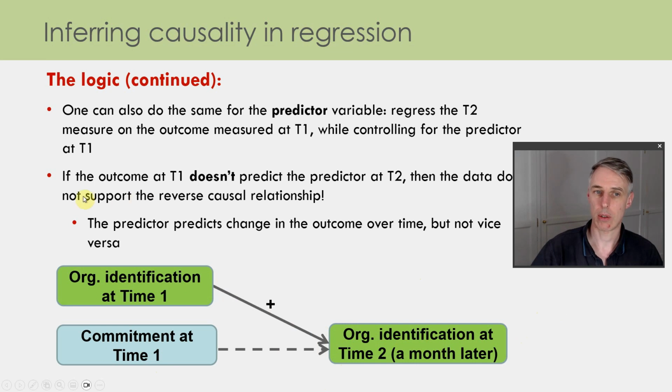So the logic here is that if the outcome variable at time 1, let's say commitment at time 1, doesn't predict identification at time 2, then the data don't support the alternative causal relationship. So we might see that the predictor, identification, predicts change in commitment, but in this model, commitment does not predict a change in identification. So if there's a causal relationship, it also looks like it's in one direction. Identification predicts change in commitment, but commitment does not predict change in identification.